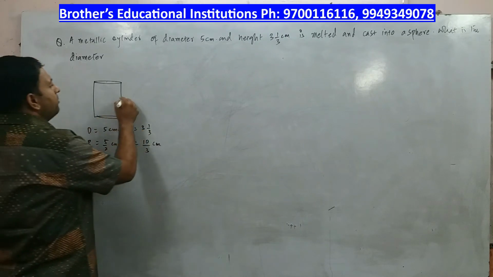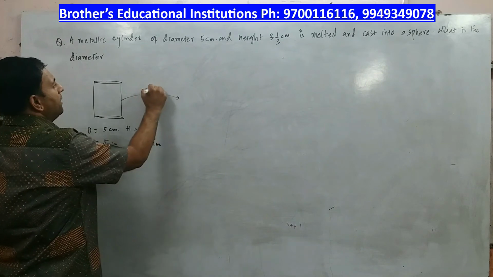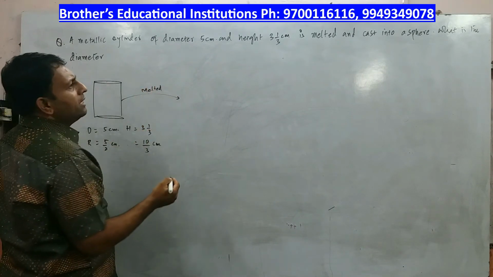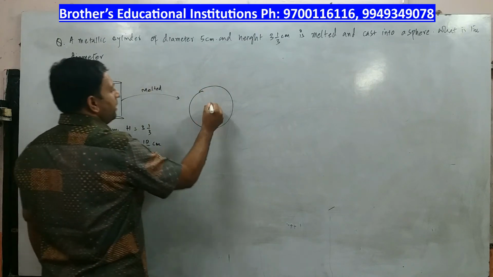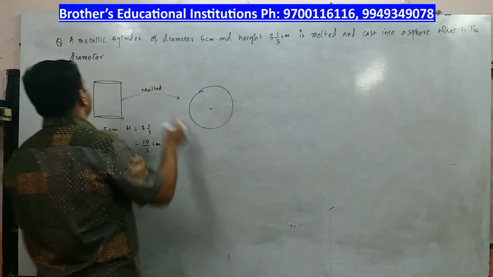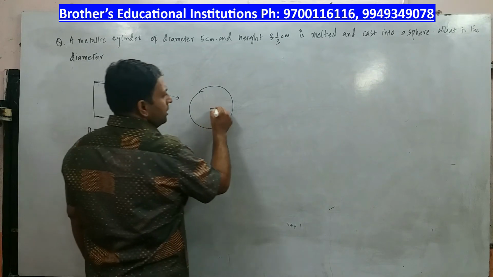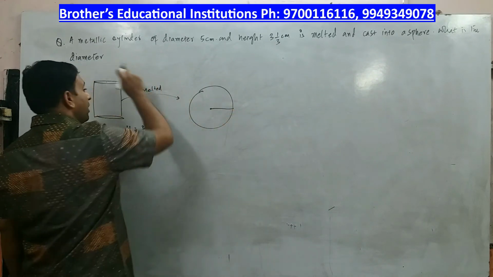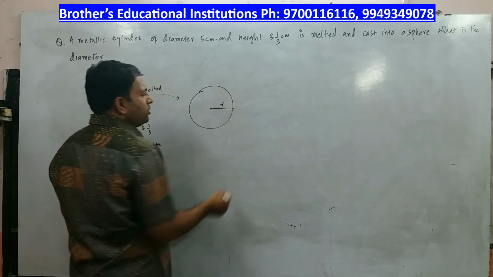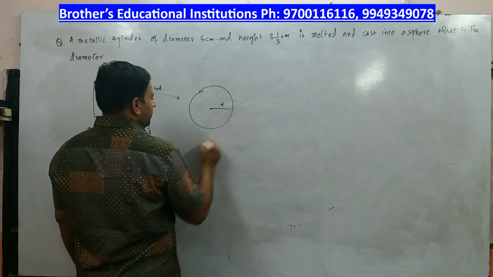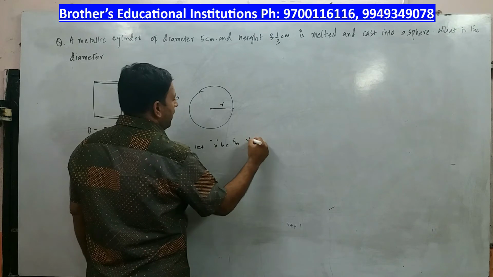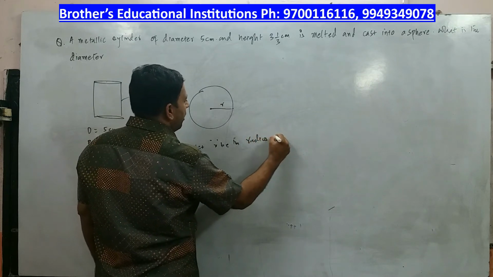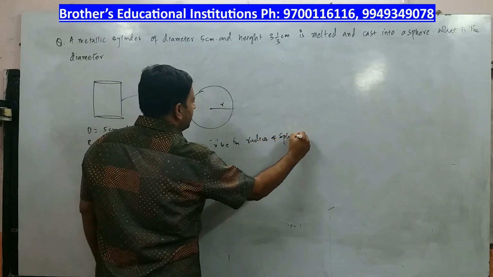Now this is being melted, and what happened after that? It is cast into a sphere. After melting, you convert that into a sphere. So the sphere has got some dimension. What is the dimension he is asking you? He is asking you to find the diameter of the sphere. Let us for the time being assume that R be the radius of the sphere.